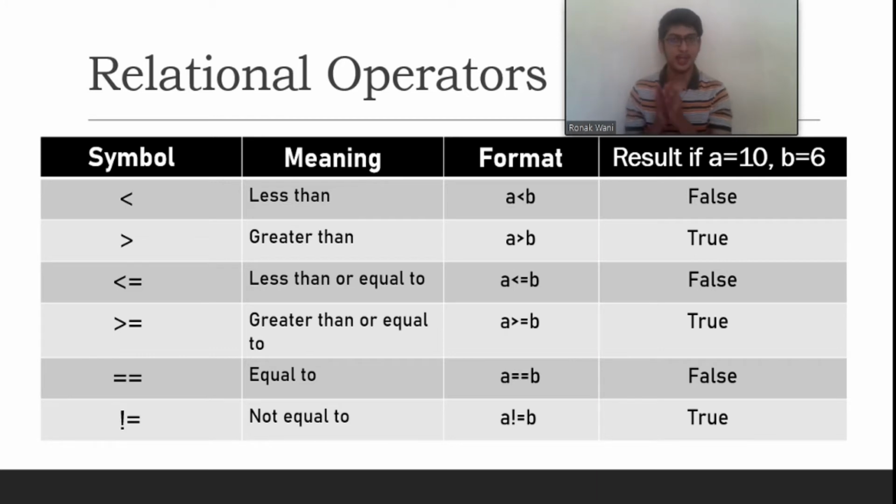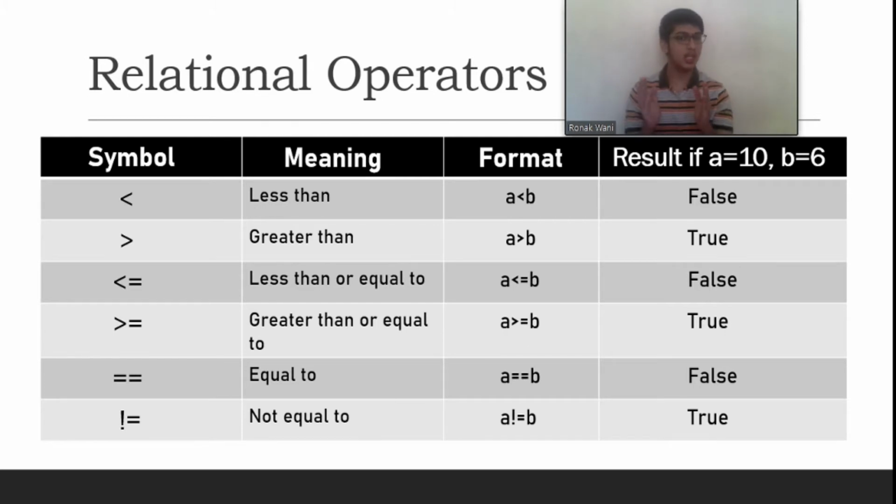Less than or equal to, greater than or equal to. So less than or equal to is used to find whether the value of the first variable is less than or is similar to B. If in case it is similar, then also the output will be true. So since in this case A is equal to 10, B is equal to 6, it is neither equal nor less than, hence the output is false. Greater than or equal to is used to find whether the value of variable 1 or the first variable is greater than or is identical to the second variable. Since in this case it is greater than the second variable, hence the output is true.